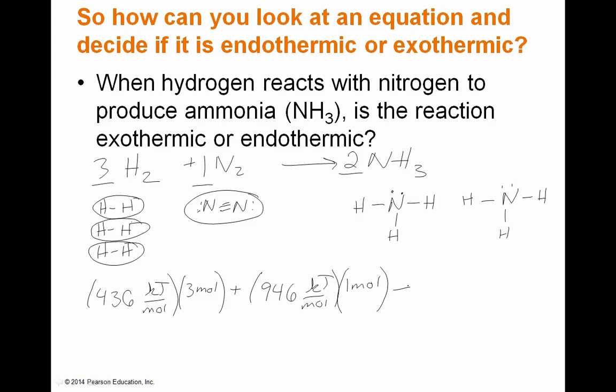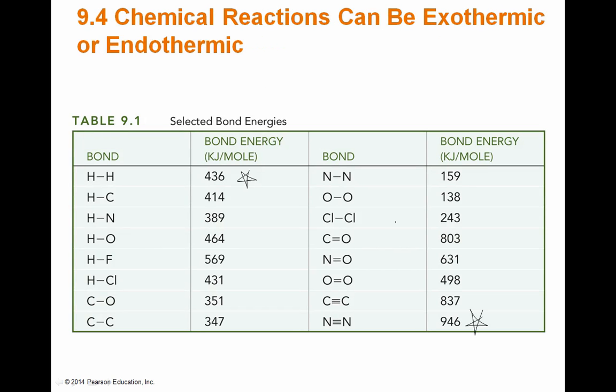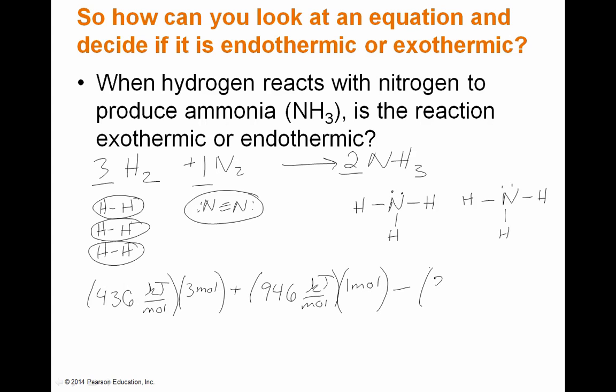Minus, now we need to find N to H. N to H is 389 kilojoules per mole. And notice I'm subtracting here because it's a product. Times how many moles? 1, 2, 3, 4, 5, 6. So 6 moles.